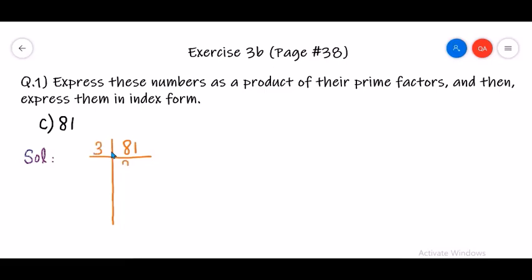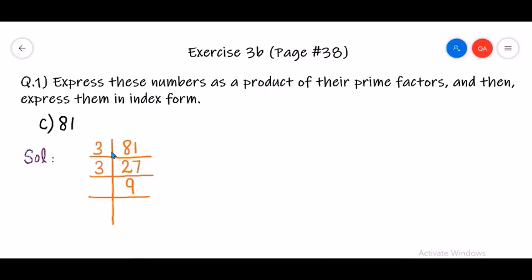3 twos are 6 and 3 sevens are 21. Here 27 is an odd number. So let's check its divisibility by 3. For this again we will add the digits of 27. 2 plus 7 is equal to 9. So yes, 27 is divisible by 3. So here we will write 3. 3 nines are 27.